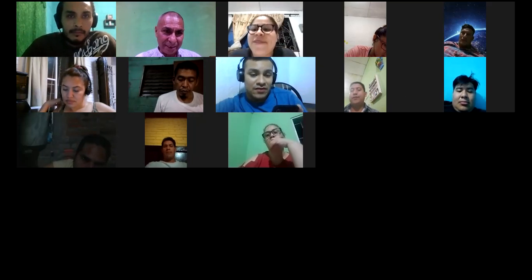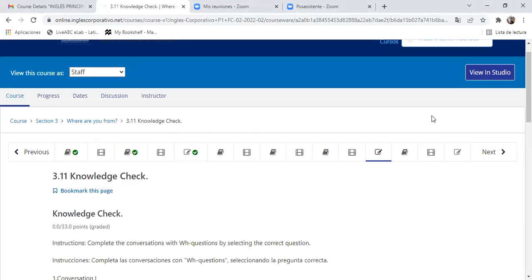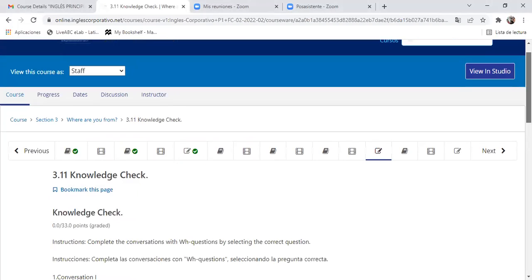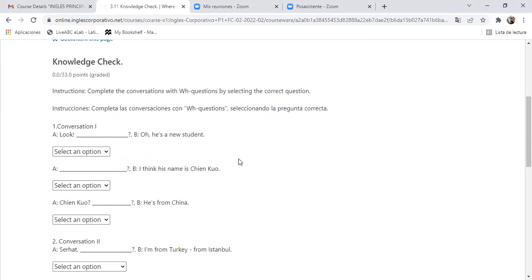Excelente. Entonces, tenemos aquí, this is what we were working yesterday. Yeah, we were working on the verb to be. Now we're going to be working on, let's see, second. Okay, we're going to work on the WH questions, the one we just explained. And over here, what we need to do, we need to select the correct WH question depending on what the answer is. In this question, the answer is, oh, he's a new student. So the question, we have to pick up the question from the three options that we have.